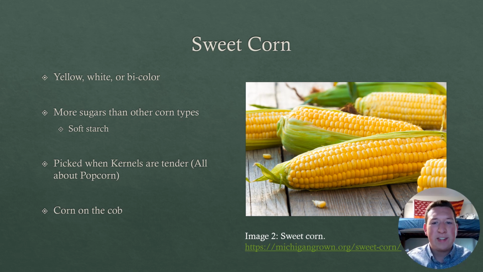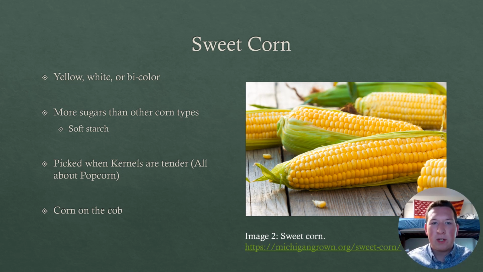So sweet corn has a lot of sugars in it compared to the other types of corn we're going to talk about, giving it its name, sweet corn, and it tells us why we eat sweet corn mainly compared to the others, because it is the most flavorful corn that we have. So it's also made up of a lot of soft starches, which is easier to eat for us and digest. Another reason why sweet corn is a type of corn we eat mainly.